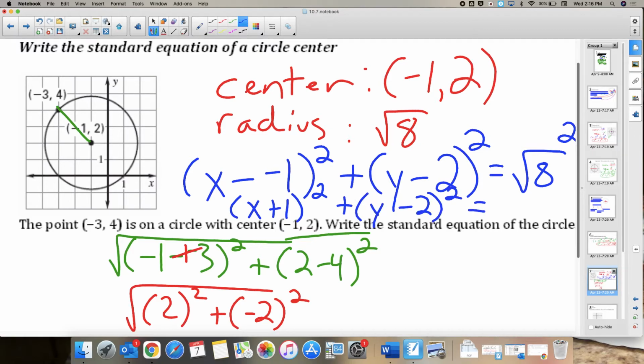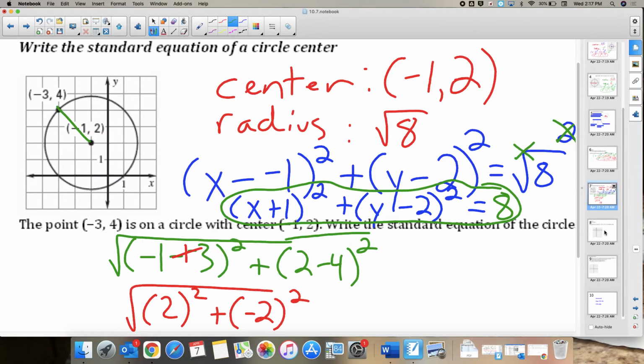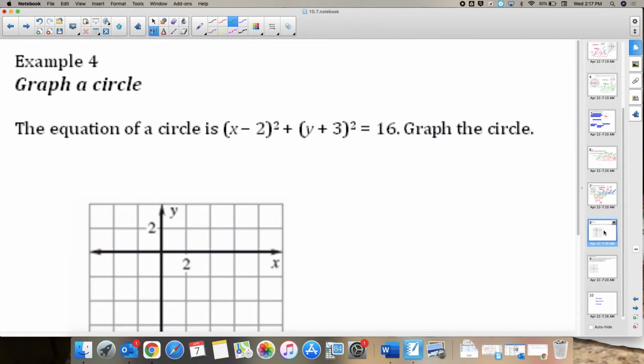Now, the whole reason we left that radical 8 is because when you take a square root of 8 and you square it, these two operations are going to cancel each other out. And it's going to leave me with just 8. So my equation of my circle is x plus 1 squared plus y minus 2 squared equals 8. So the equation of our circle is given to us now. They want us to graph it.